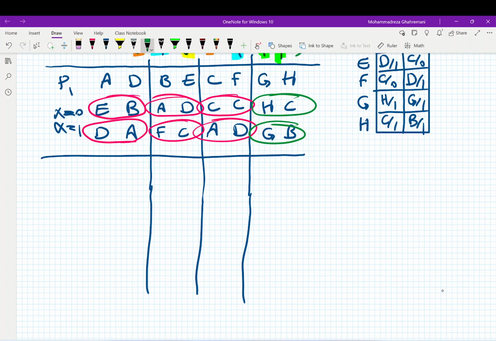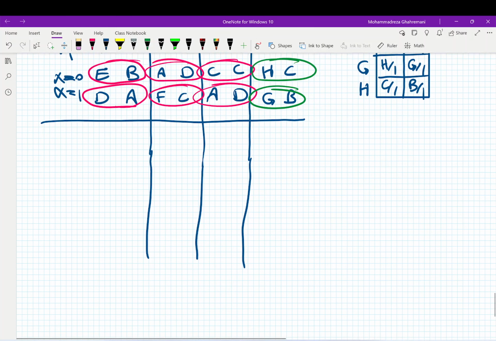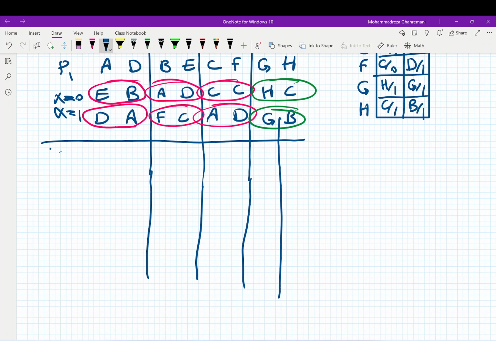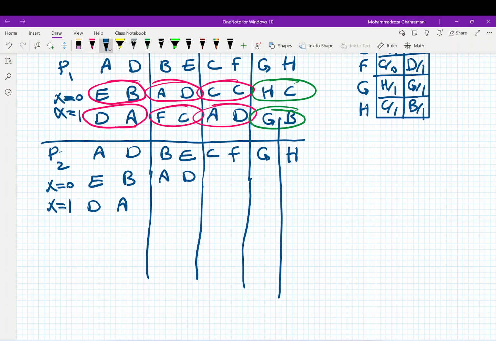What about G and B? G is in this block, B is in this block. These two next states also are not in the same block. So we have to split this block into two blocks like this and write P2. P2 is A, D, B, E, C, F, G, H. For x equal to 0 and x equal to 1, the next states are EB, DA, AD, FC, CC, AD, HC, GB.